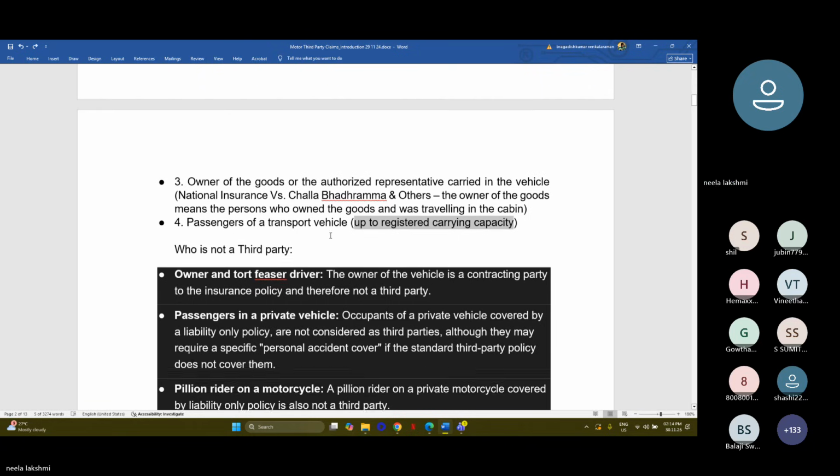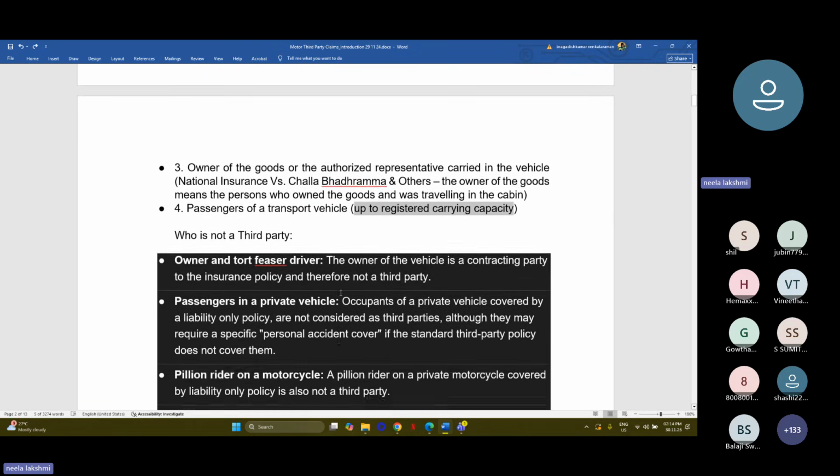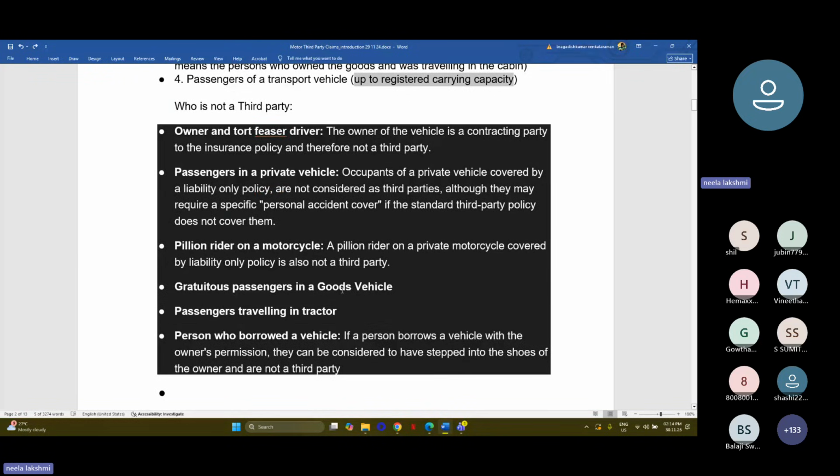Okay. Now we have seen who is a third party, and we are to know who is not a third party, for whom we need not compensate, and we can take defense in the court. If any of these persons file an application before the court, we can very well take a plea that they are not third parties. So we are to know who are not third parties.